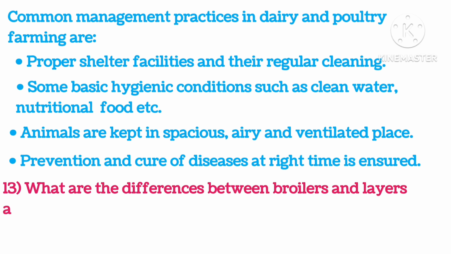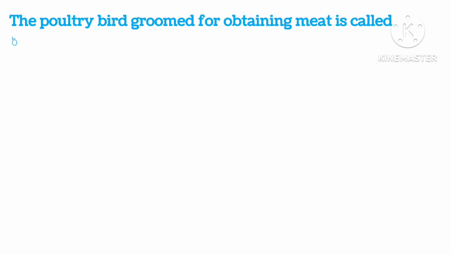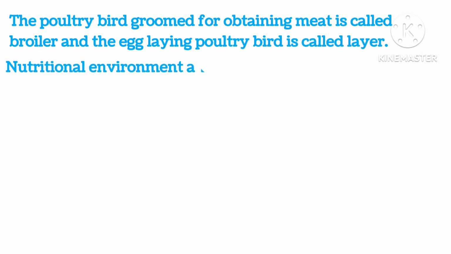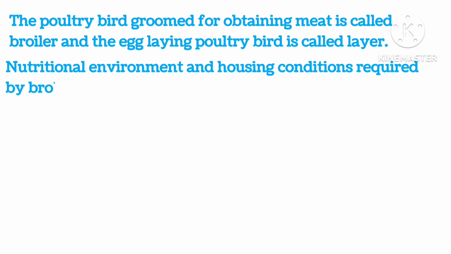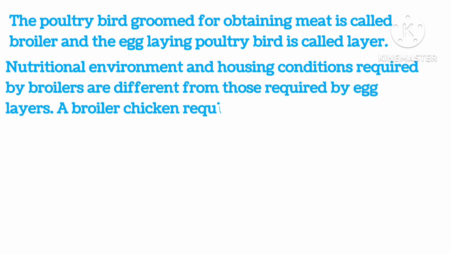What are the differences between broilers and layers and in their management? The poultry bird groomed for obtaining meat is called broilers and the egg-laying poultry bird is called layer. Nutritional environment and housing conditions required by broilers are different from those required by egg layers.